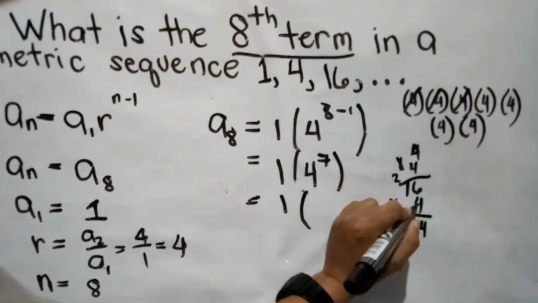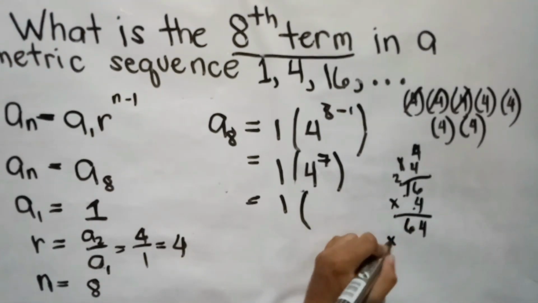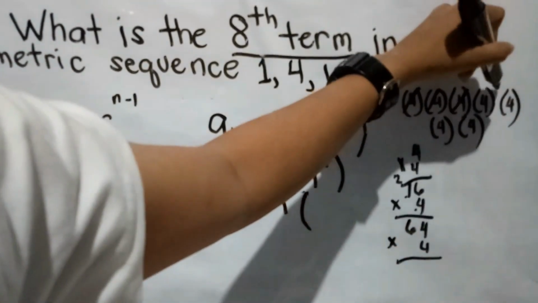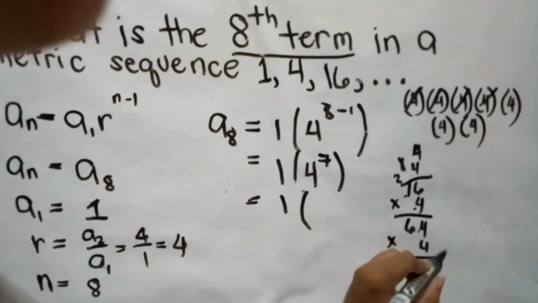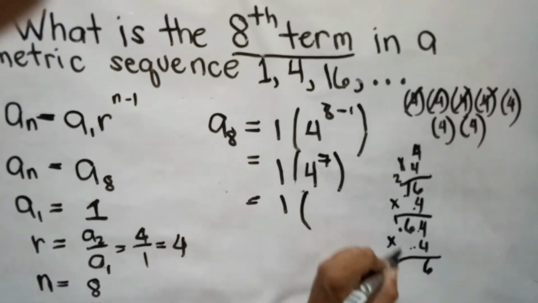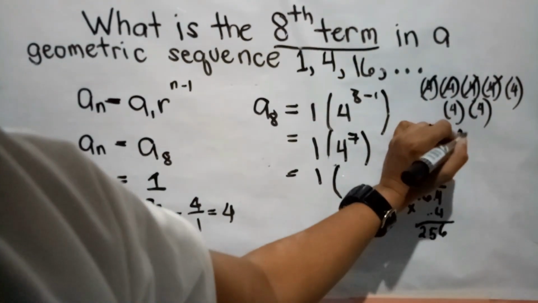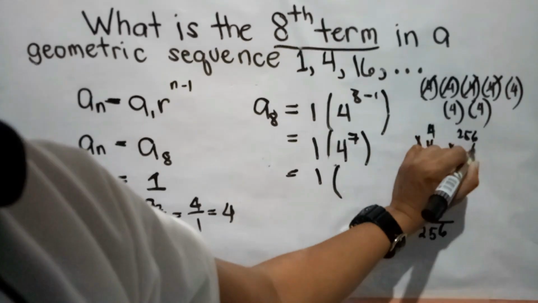Okay, 24. Then 4 times 1 is 4 plus 2 is 6. Then times 4 again. Let's cancel it here. 4 times 4, 16. Then 4 times 6 is 24 plus 1. So we have 256. Then 256 times 4.